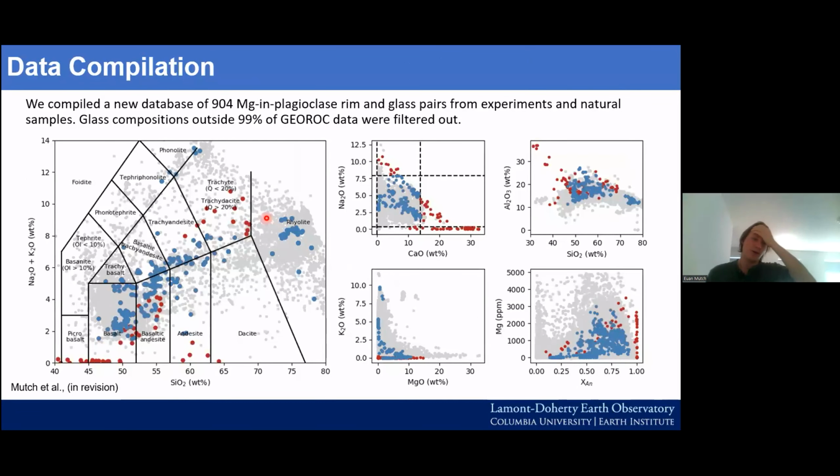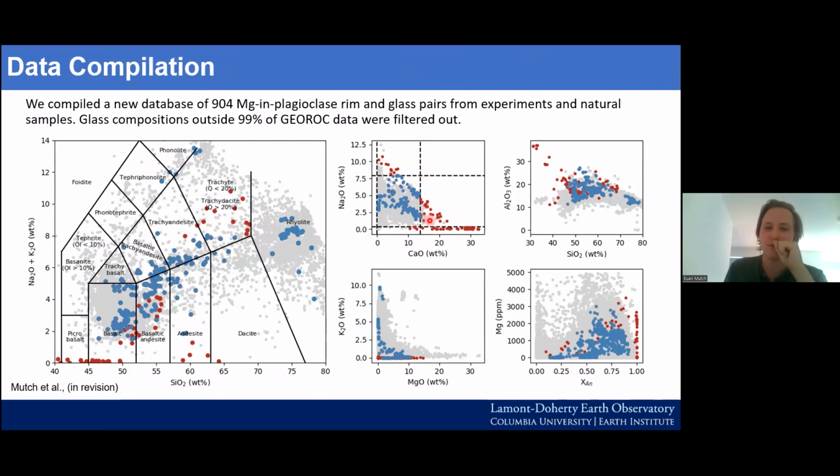Okay, so what we did was we compiled a new database of about 904 magnesium-in-plagioclase rim and glass pairs from experiments as well as carefully selected natural samples. We were mostly interested in purely natural data, so we ended up eliminating some experiments, shown by these red dots, that resided outside this 99% georock quantile for the sodium and calcium contents of the liquid.